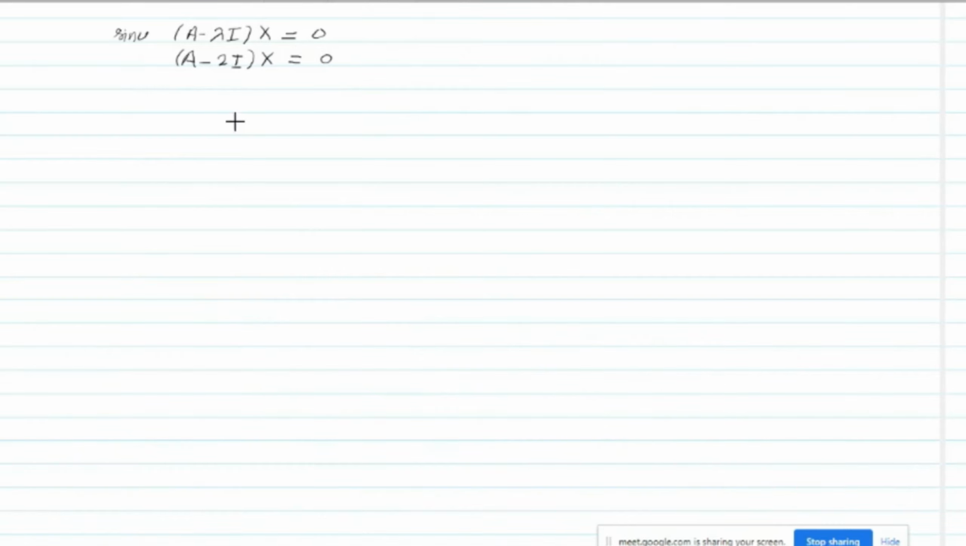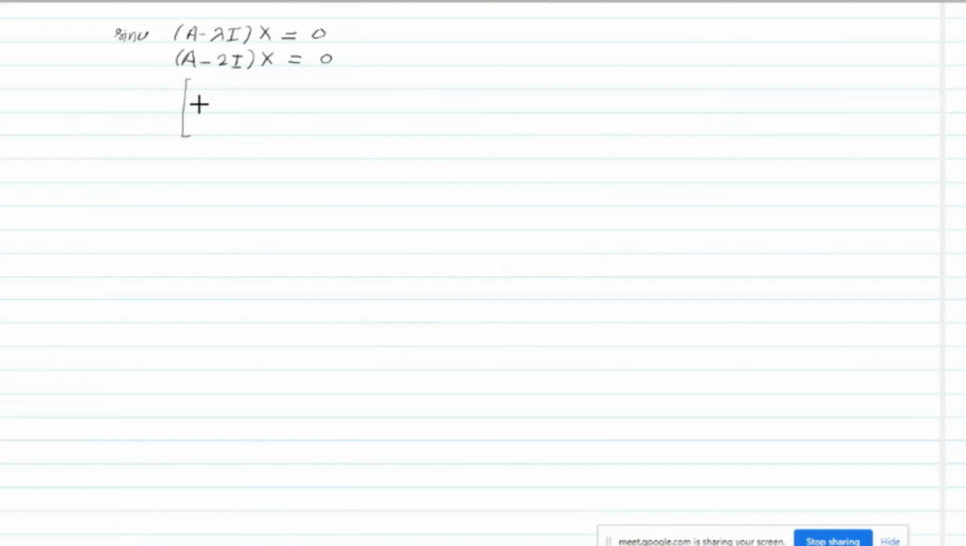So since we know that A minus lambda I into x is equal to what? 0. Therefore, just replace lambda by lambda 2. Therefore, A minus lambda 2 I is how much? A minus 2I into x, which is equal to 0. Now write down the matrix A. Just subtract 2 from the diagonal elements.